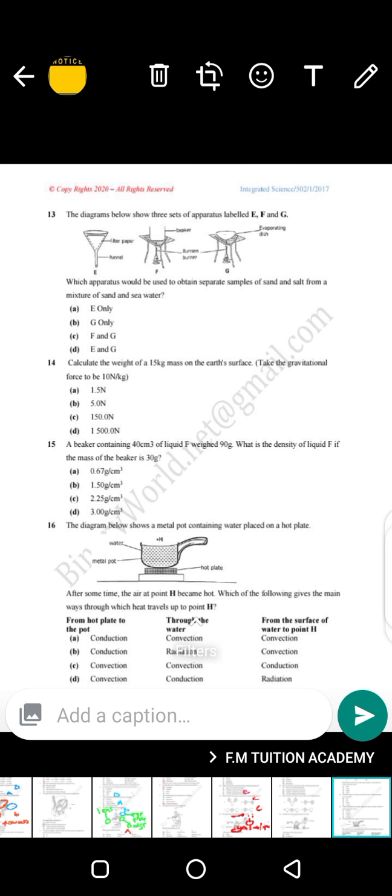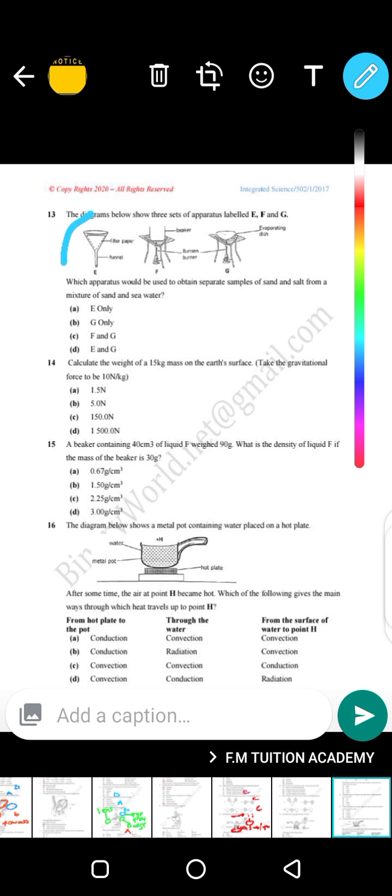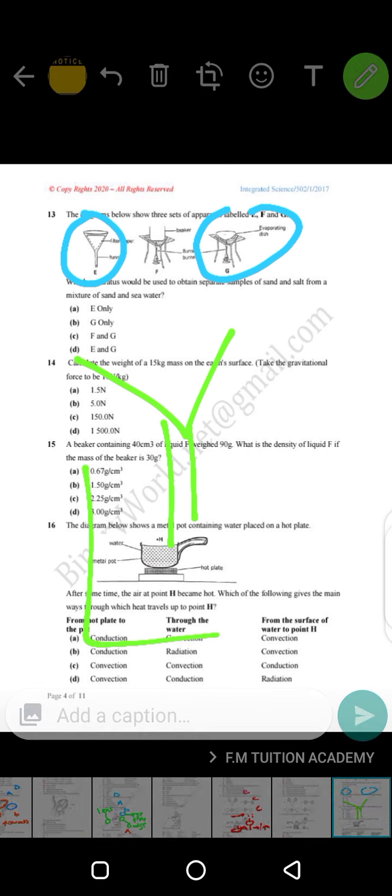The first thing you need is a funnel. A funnel will separate the sand, and an evaporating disc will separate the salt. An evaporating disc does separate salt, in case you didn't know. So the first thing you do is put a funnel like this, and then you put a beaker like this.